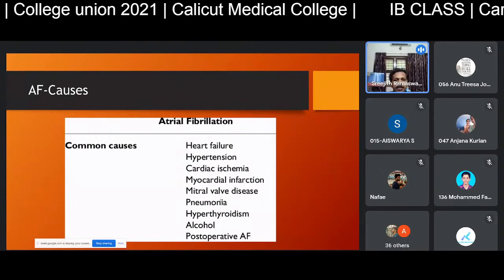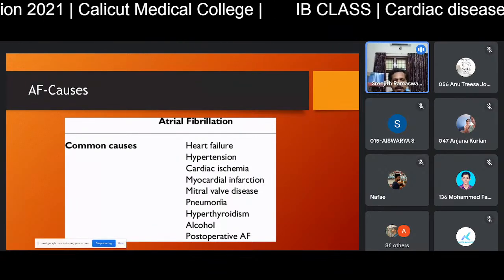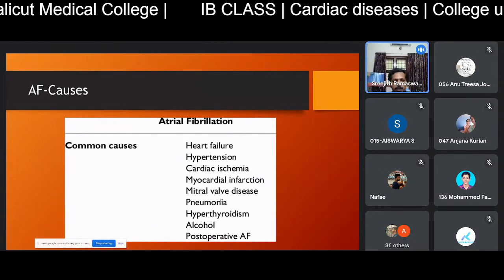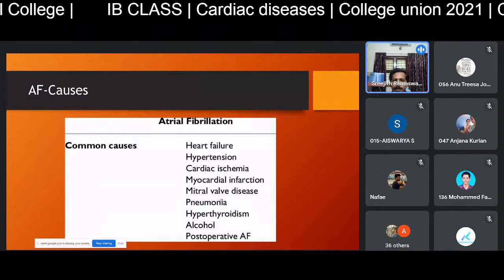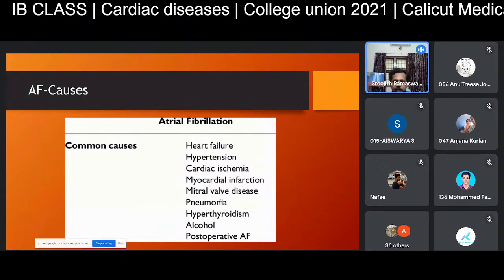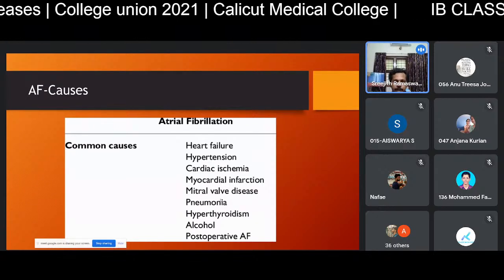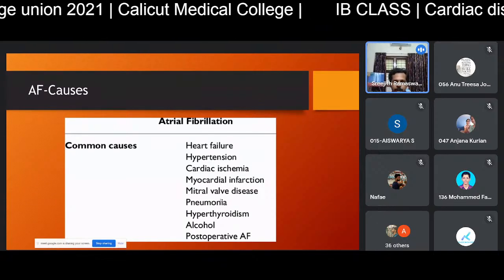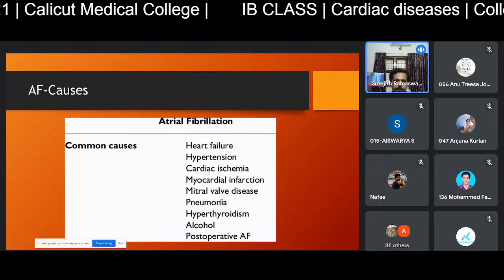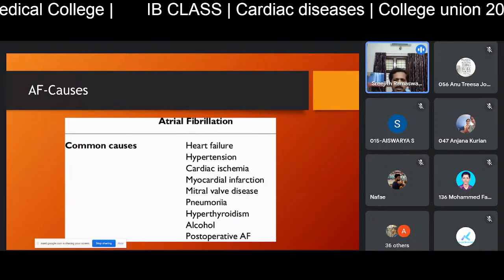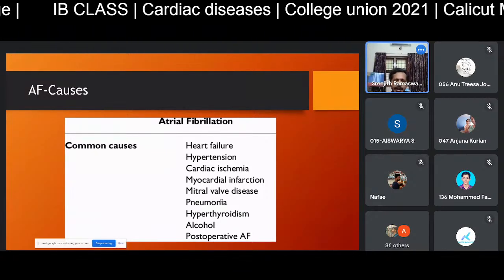Now, there are numerous causes for atrial fibrillation. You might have studied the common causes; we already discussed them yesterday. There is mitral valve disease, myocardial infarction, then other conditions like hyperthyroidism. Thyroid dysfunction can produce atrial fibrillation. Alcohol can produce atrial fibrillation. So heart failure, hypertension, even congenital heart disease, numerous causes are there for atrial fibrillation.